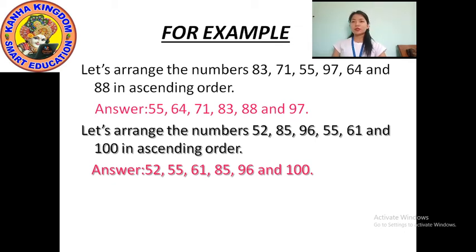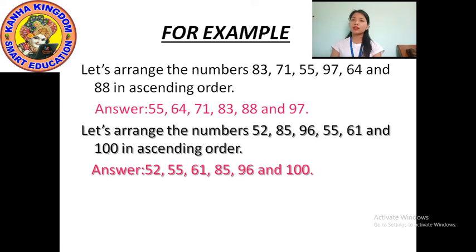Okay, after 88, which number? Obviously the biggest one is 97. So see, I arrange the numbers 83, 71, 55, 97, 64 and 88 in ascending order. 55 is the smallest, and after 55, 64. After 64, 71 is the smallest. After 71, 83. After 83, 88, and after 88, 97. So see, I arrange the numbers from smallest to biggest.